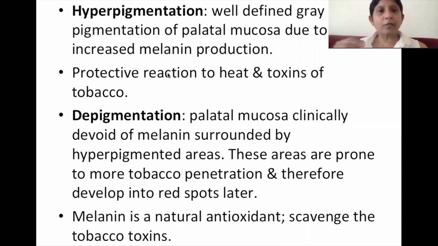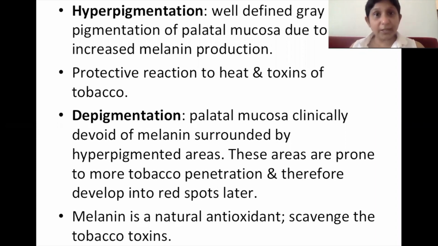Hyperpigmentation will be a well-defined gray-black pigmentation of the palate due to increased melanin production. It is a protective reaction. When does your body produce more melanin? When it has to protect itself. That is why even though we are brown skinned, we have more protection from sunburn, the UV rays of the sunlight, because we have good melanin. A white person, if he stands in the same sunlight at 48 degrees in our summers, would get a sunburn and it can lead to skin cancer. So what I'm trying to say is melanin will protect us from a lot of toxins. So hyperpigmentation in the palate due to smoking is also a protective mechanism, protecting from the smoke or the carcinogenic events from the smoke.